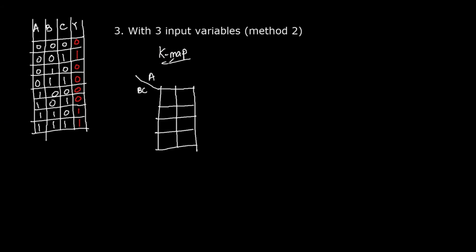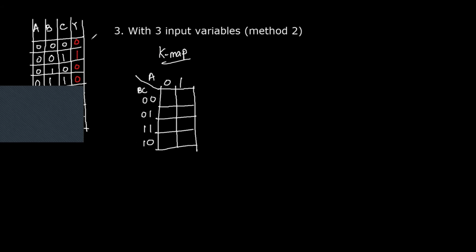Associative law, remember? So A has 2 possible options of being 0 or 1. BC has 0 0, 0 1, 1 1, and 1 0. So remember, 1 1 has to always come before 1 0 because of gray code. And let's fill this up with our output.